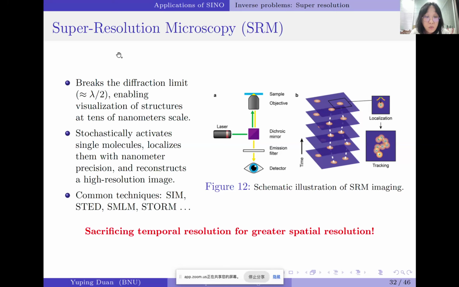Different super resolution microscopy techniques achieve this in different ways, but a higher spatial resolution often comes with lower temporal resolution. So we study the computational reconstruction methods from low resolution observations to improve the scanning efficiency.